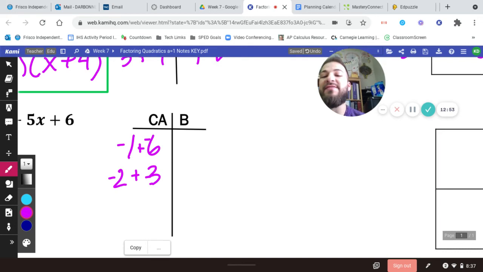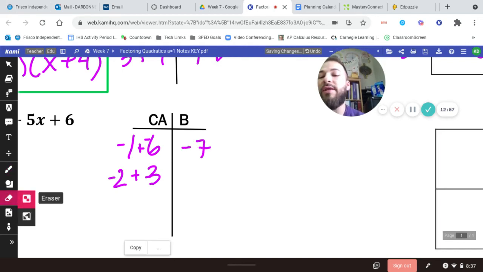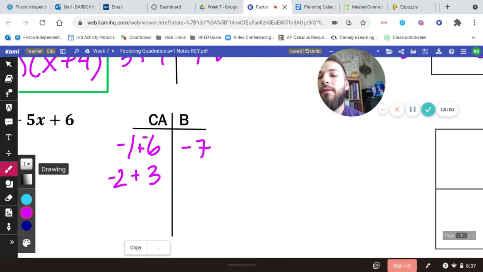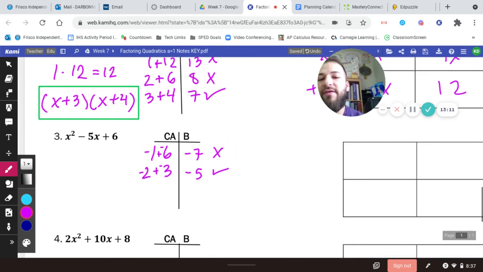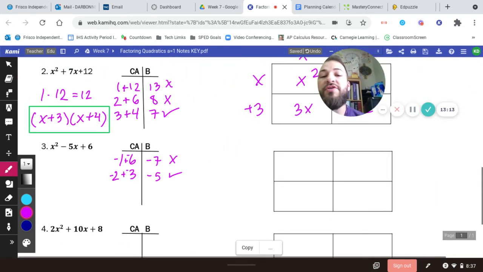So negative 1 plus negative 6 is negative 7. Negative 2 plus negative 3 is negative 5. Negative 7 does not match negative 5. Negative 5 does match negative 5. So now when I come over to fill out my box, I have x and x, negative 2 as a factor, and negative 3 as a factor.